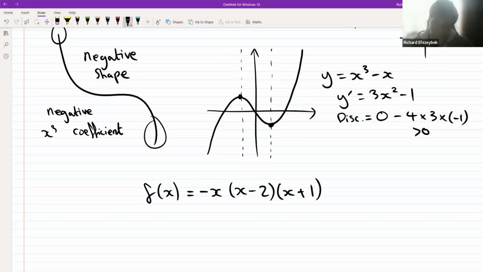First thing we do is look at the leading coefficient. That's the coefficient of x cubed. It's a negative x cubed. So it's going to look something like this, with possibly some curvature in the middle. We also know it has 3 roots. So a root at 0, -1, and 2.